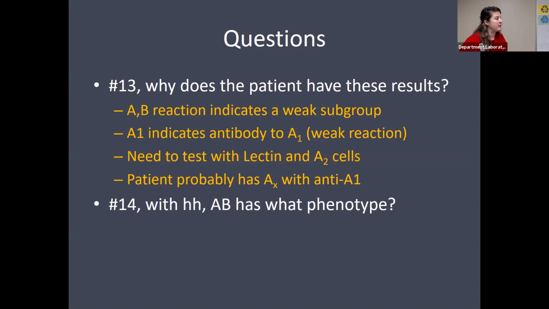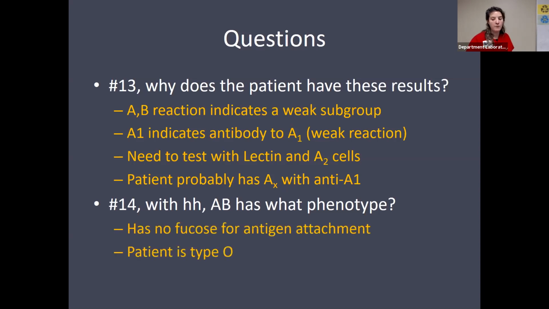So even though this patient's genotype is AB, what's our forward typing going to look like? The patient's going to be O. Even though they have the A and B antigen, because of the lack of that L-fucose, that A and B antigen is not able to add on to the red cell membrane. So with our blood bank serological testing, our patient is going to be type O.